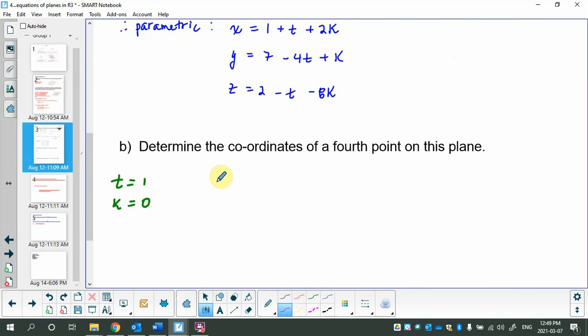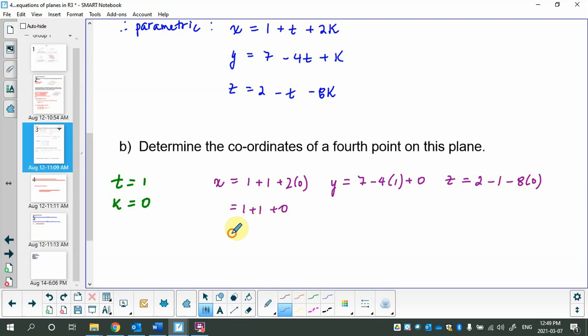And of course you can use the vector equation to do it, but I'm not going to. So it's 1 plus 1 plus 2 times 0, 7 minus 4 times 1 plus 0, 2 minus 1 minus 8 times 0. 1 plus 1 plus 0 is equal to 2. 7 minus 4 plus 0 is equal to 3. 2 minus 1 minus 0 is equal to 1. Therefore, D is (2, 3, 1).